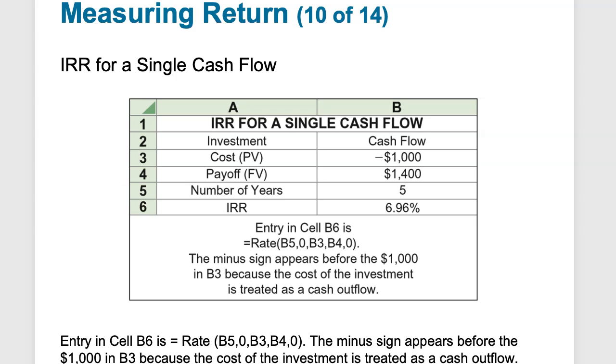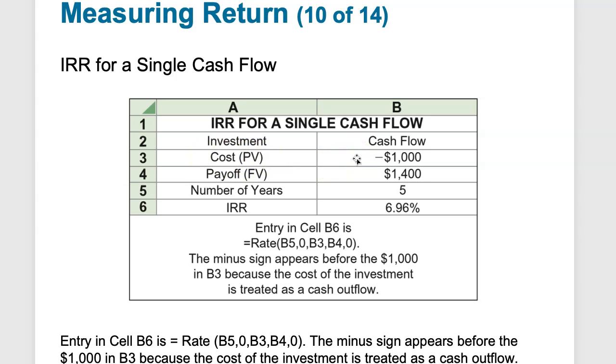But now that everybody has access to Excel spreadsheets and their own computers, we try to mimic more closely what businesses do, which is using Excel spreadsheets. So we can use what we call a rate formula to calculate our internal rate of return. All we need is the cost of the investment, which we call the present value. This is the money we put up today, so this is a cash outflow.